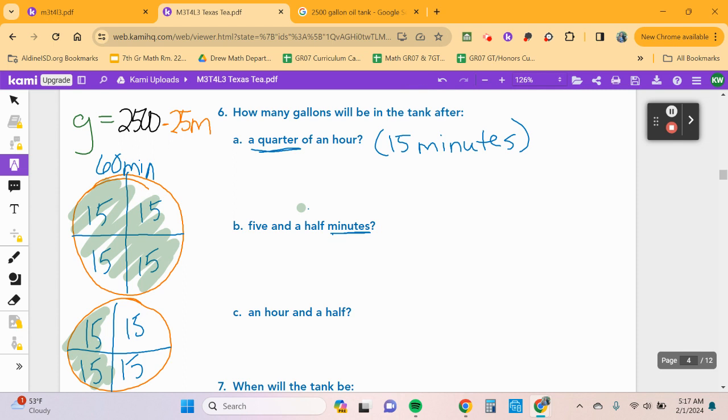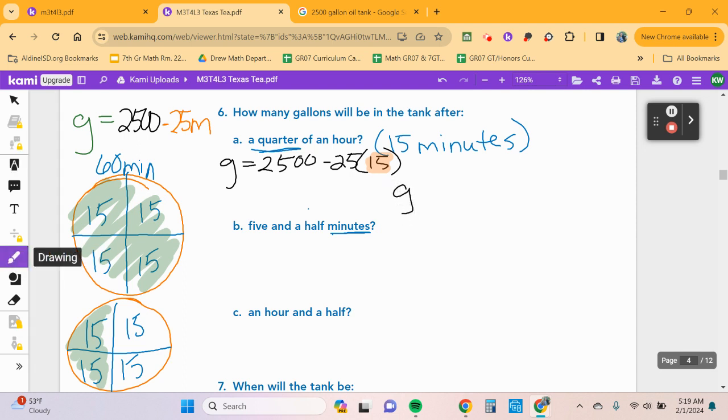All right, I've helped you out. I've given you a head start. Oh, wait, never mind. Hold on. One last thing. Just so there are no excuses as to what you need to do or where to start, I'm going to go ahead and give you the first equation to set up. So for 6A, using your equation, you should substitute in that 15 minutes for time. So you've got G is equal to 2,500 minus 25 times 15. All you're doing is solving that to figure out, what is G equal to? That's going to tell you how many gallons will be left in the tank after 15 minutes.